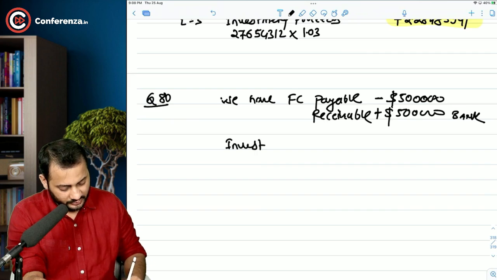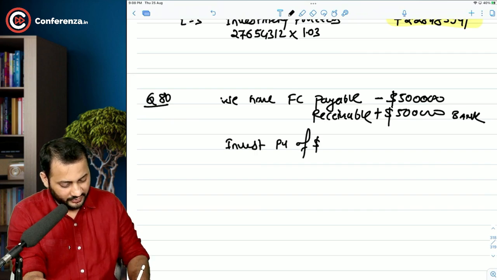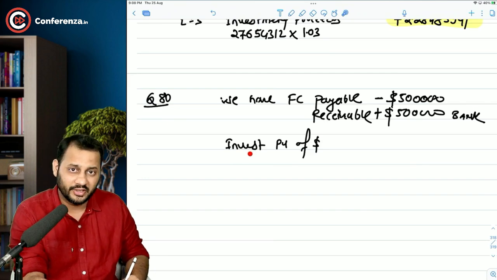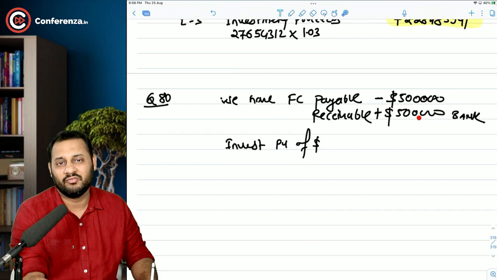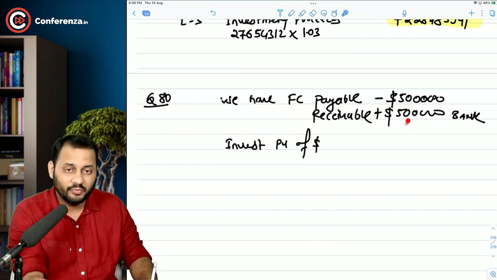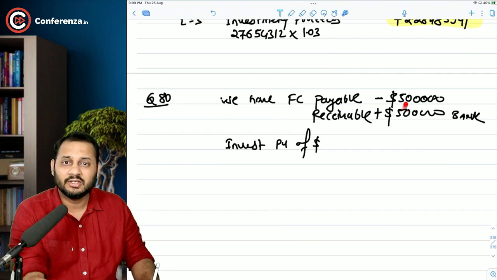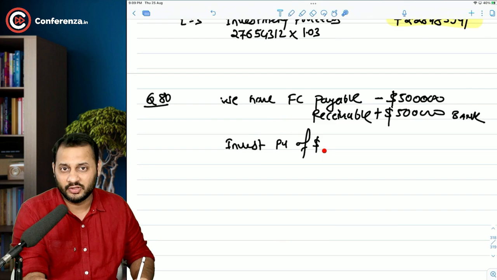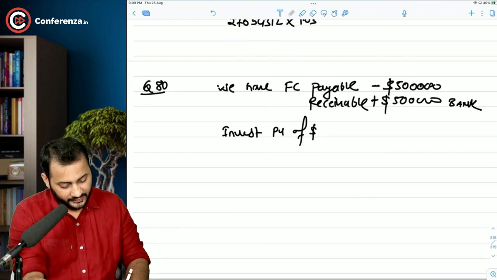So invest the present value of dollar. See, we cannot invest 5 lakh dollar today. If we invest 5 lakh dollar today, the maturity value will be more than 5 lakh. And that will create an issue. We have to make sure that the receivable and the payable at expiry are the same. So invest the present value of the dollar.